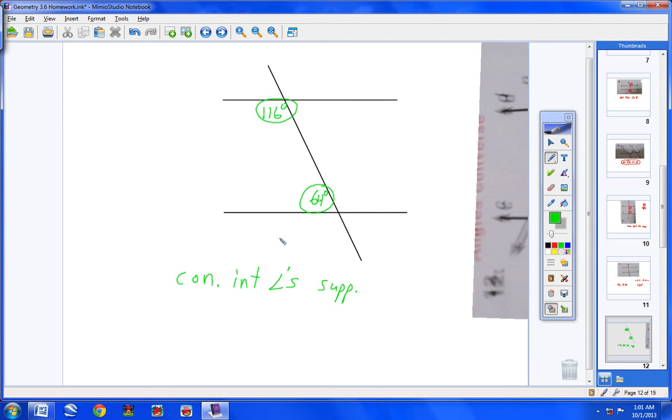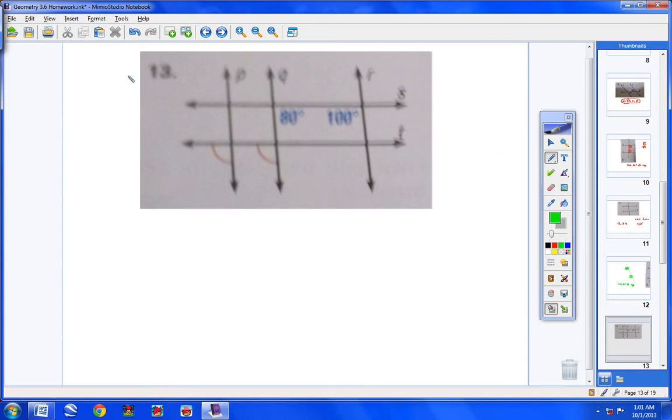Let's move on now to numbers 13, 14, 15, and 16. Okay? The directions for those problems state this. Determine which lines, if any, must be parallel. Explain your reasoning. Now, this is really good because now you don't know if they're parallel, and you've got to decide if they are and why they're parallel, and etc., etc. So this will be really good, okay?